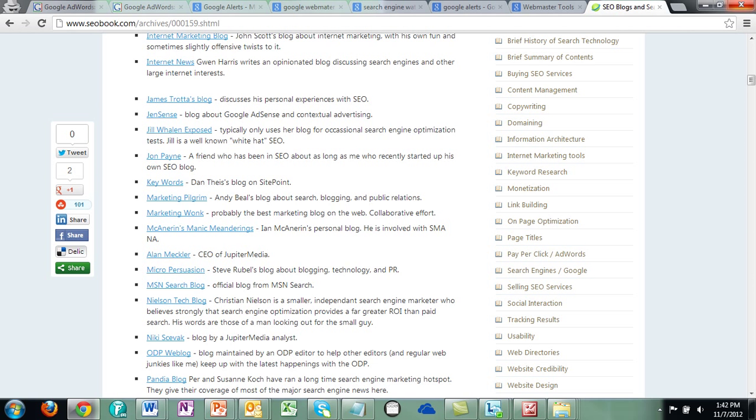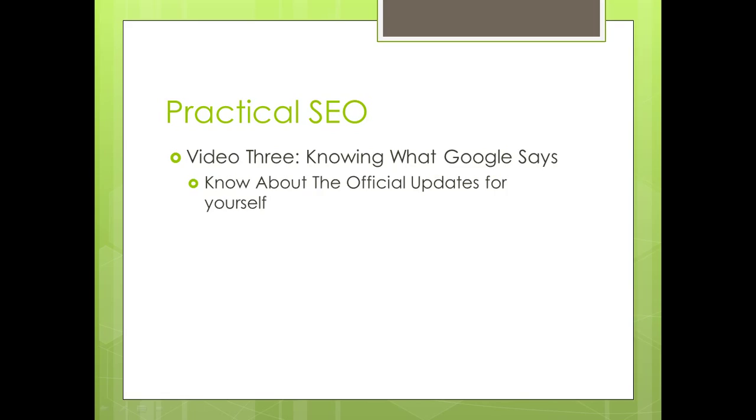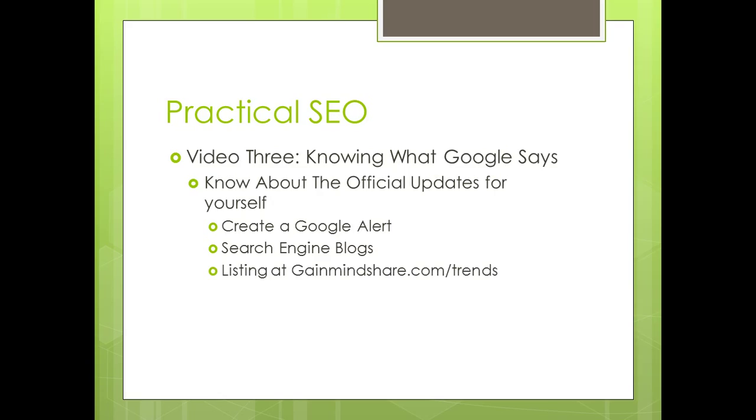Okay, so with that, we've talked about pretty much the ways in which you will be able to know what Google is saying. We talked about creating a Google alert, we talked about search engine blogs, and we've talked about listings at the trends site. We've also talked about making sure that you sign up for Google Webmaster Tools, even though that's going to be a little later down the line. That will help you to determine what changes have been made and how they affect your website.